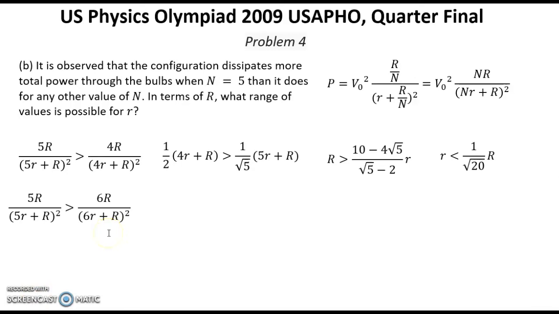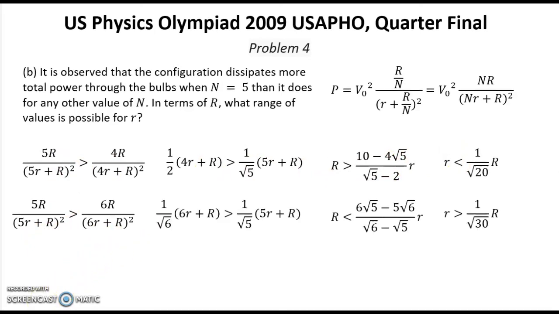We have this inequality. We do the same procedures here, and this is the result. When we cancel big R, we take the square root of both parts and we reverse them. We have this inequality. After that we have this inequality, and multiply bottom and top by square root of 6 plus square root of 5. We will get this inequality.